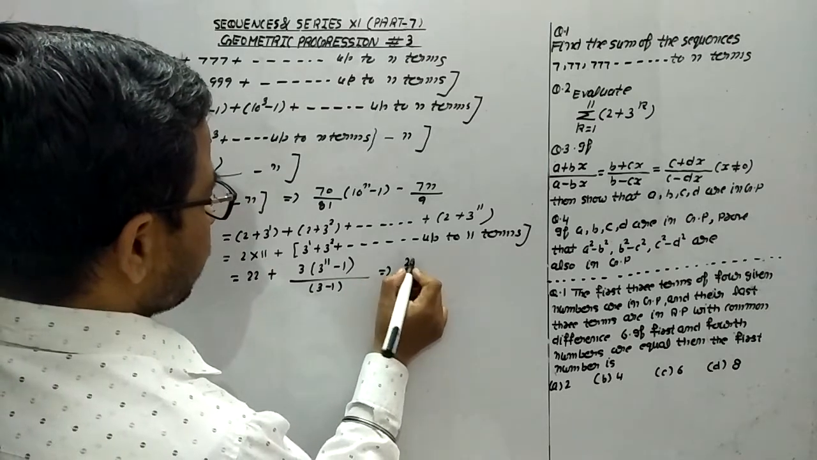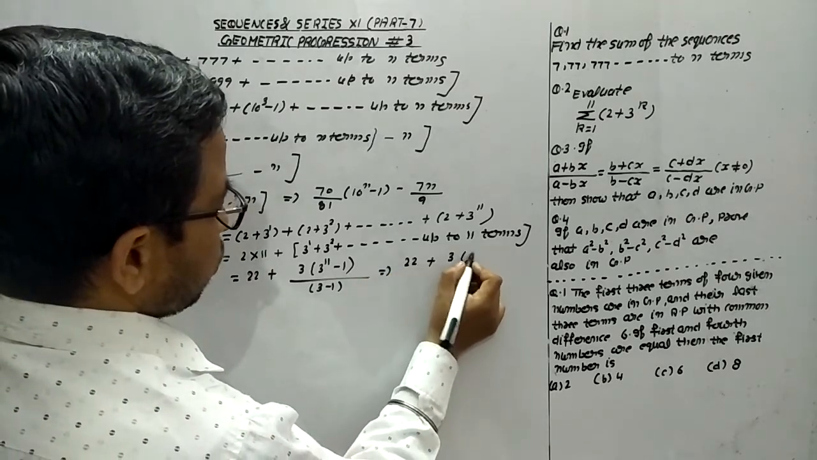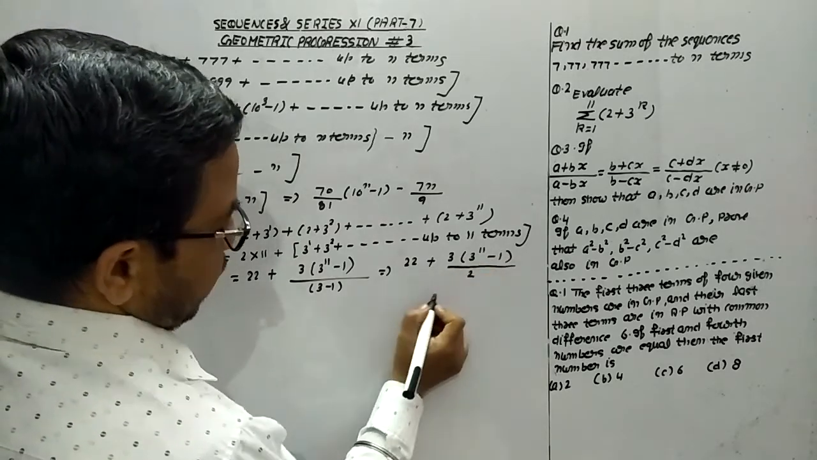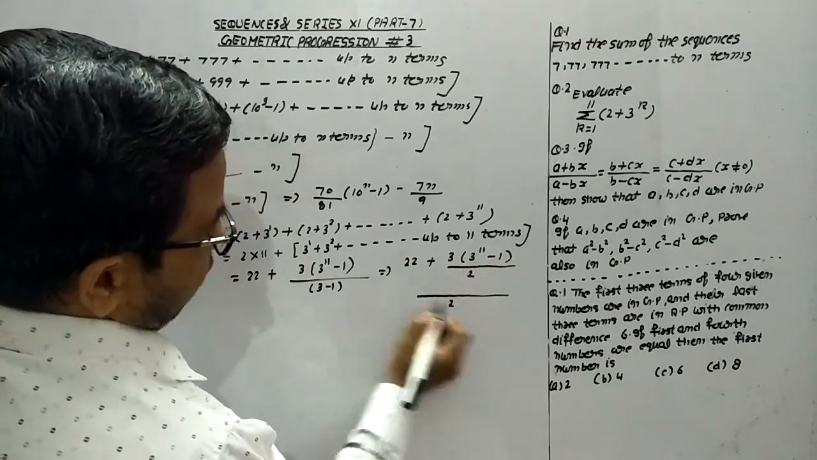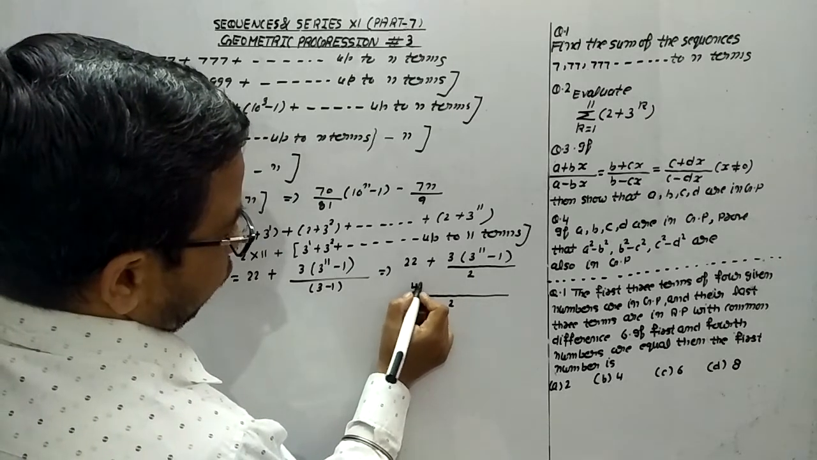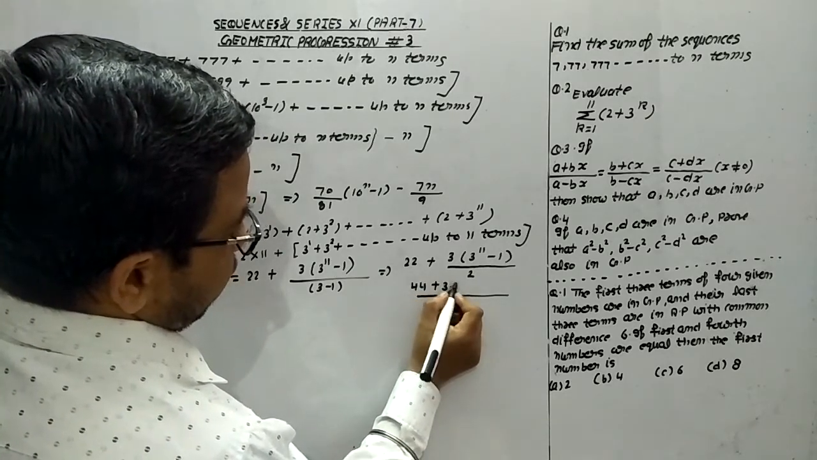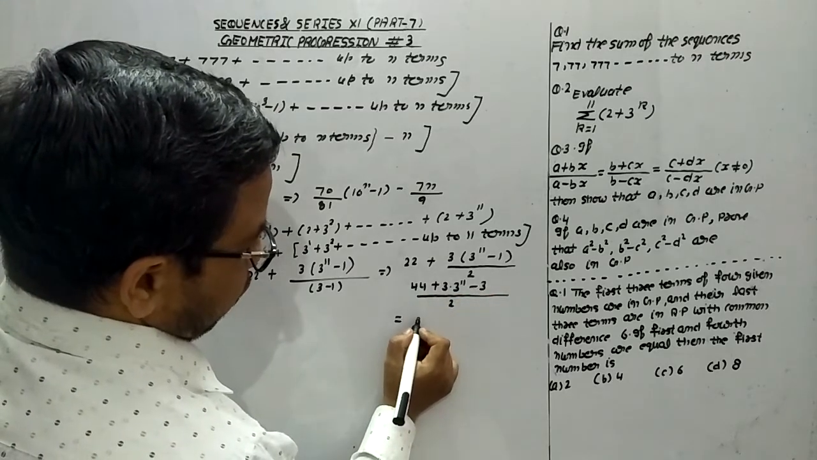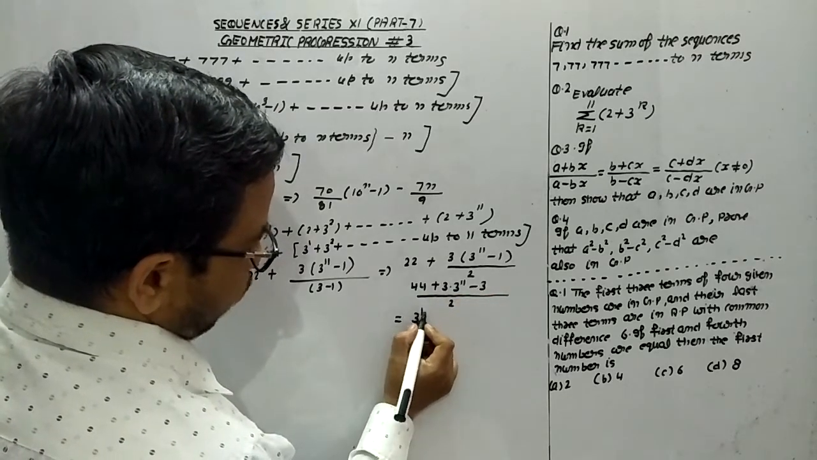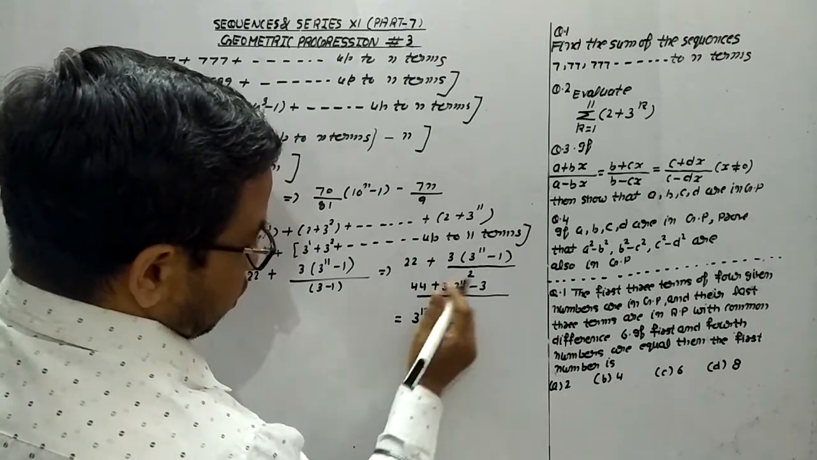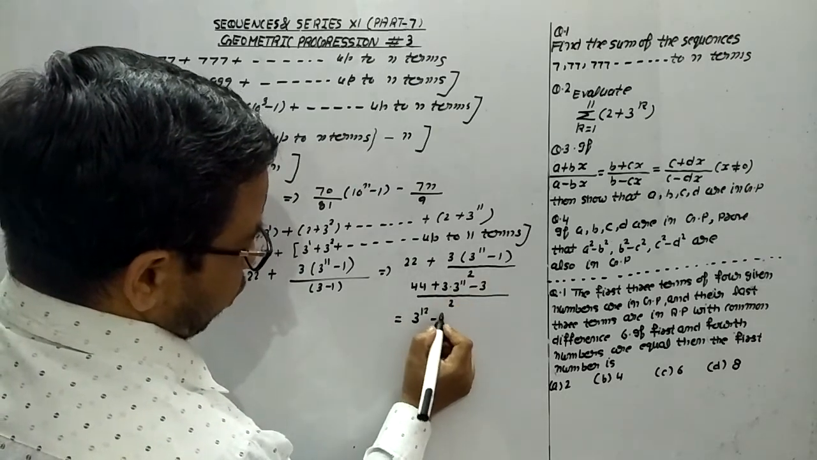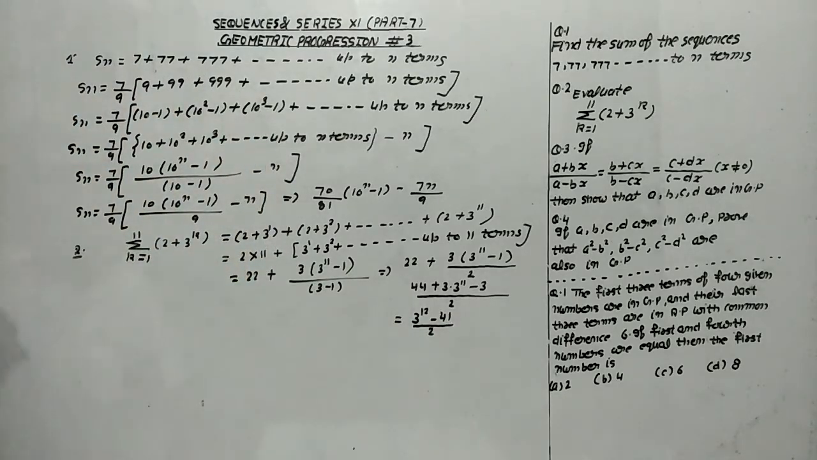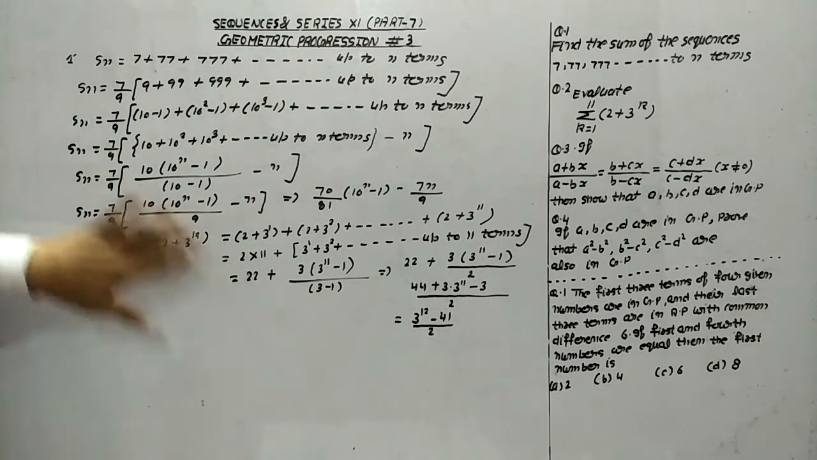It means this becomes 22 plus 3 into 3 raised to power 11 minus 1 upon 2 only. Take the LCM. Once you take the LCM, this becomes 44 plus 3 into 3 raised to power 11 minus 3. It means 3 into 3 raised to power 11 is 3 raised to power 12. 44 minus 3 gives 41. So it becomes 41 upon 2, and this is the answer. So in this way, we have to solve the questions.